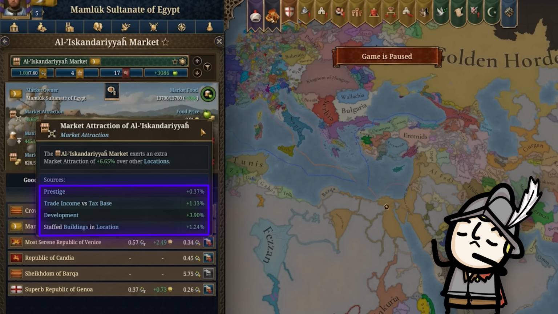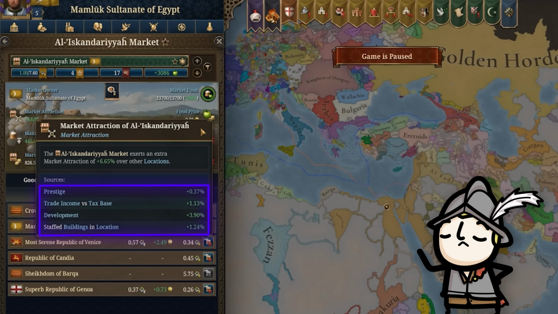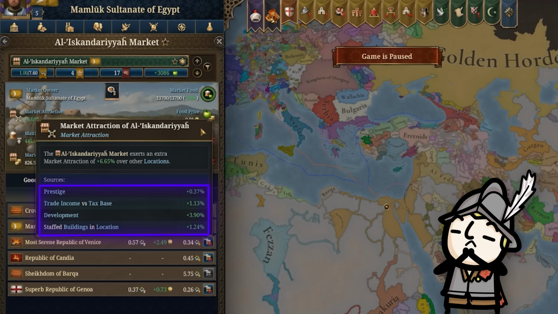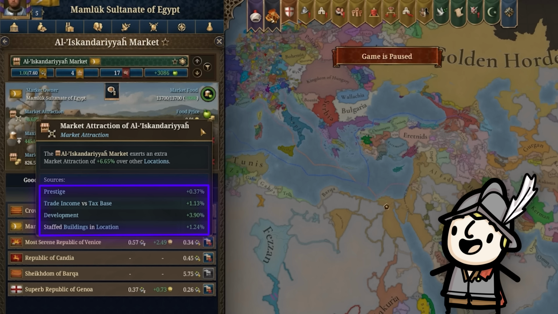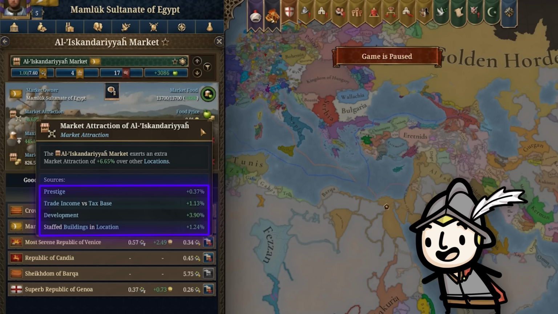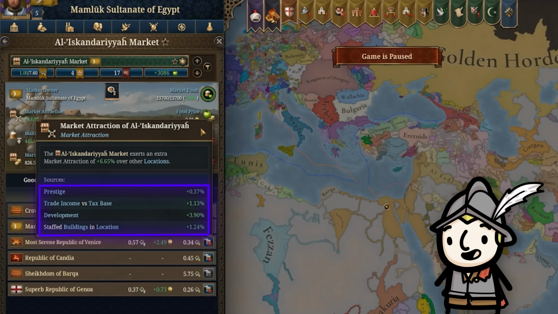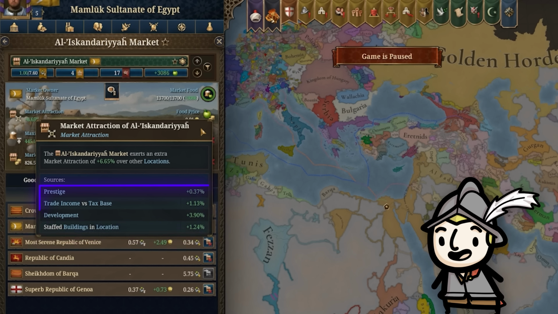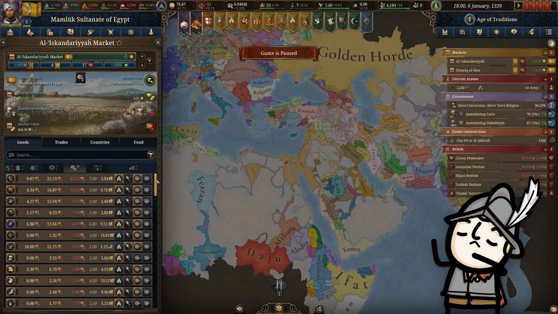Market attraction is being affected by a number of mechanics. Prestige, trade income versus tax base, which means that higher trade income versus the taxes being collected here will make it a more attractive market. Higher development helps, and trade-focused buildings that are staffed in the location will make it a more attractive market. It can be very beneficial to try to stack market attraction to make your market more powerful if you are a trade-centric nation.